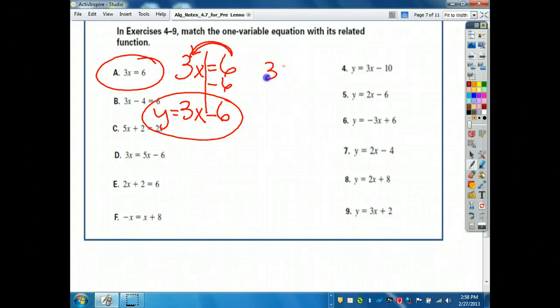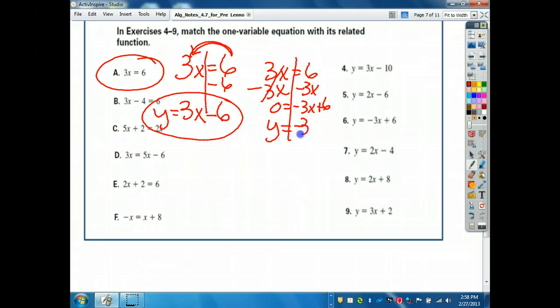What did they do? They minus the 3x. So now we have 0 equals a negative 3x plus 6. Y equals a negative 3x plus 6. Is that one there? Yeah. There it is. Okay? So don't freak out if I did it right and it's not there. Maybe they did it the other way then. So reverse it the other way to see if you can find it.